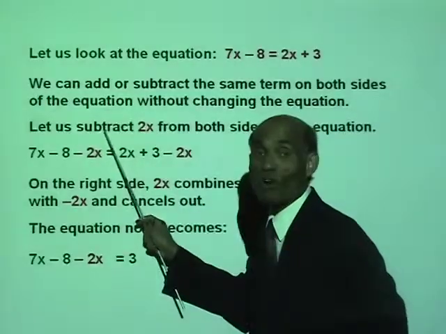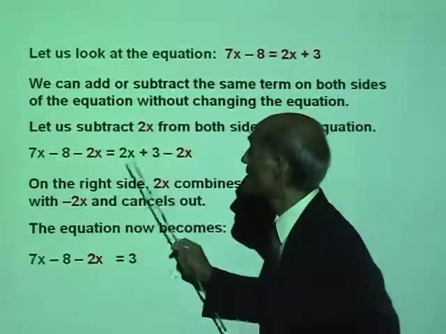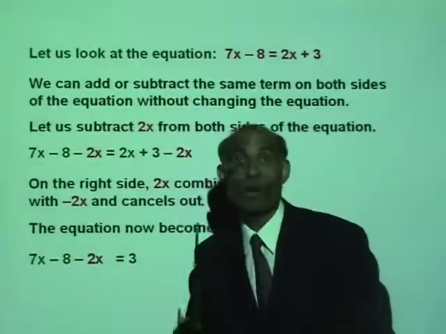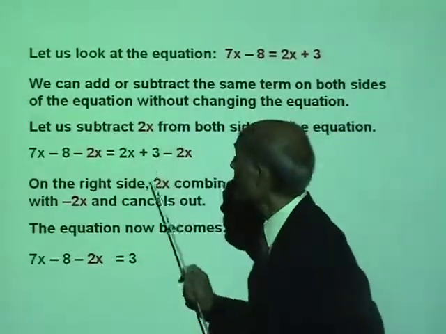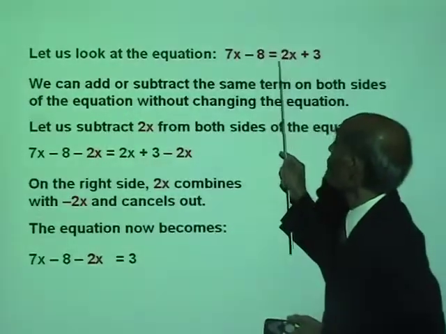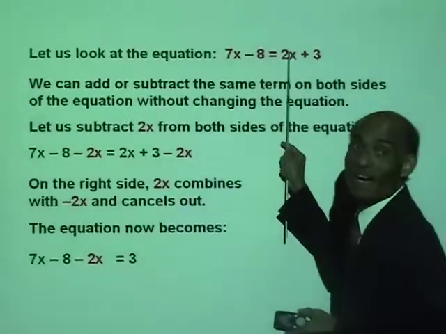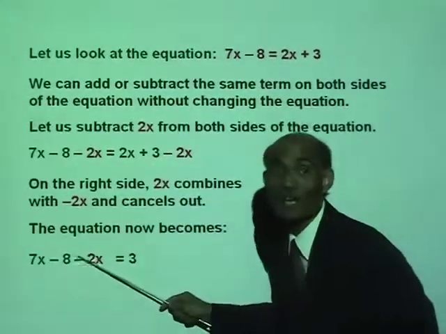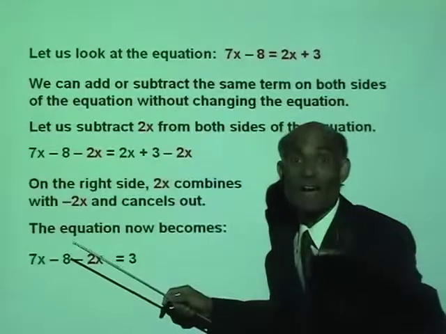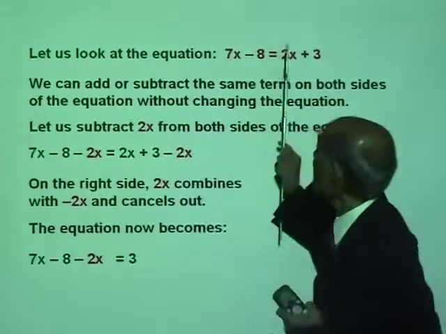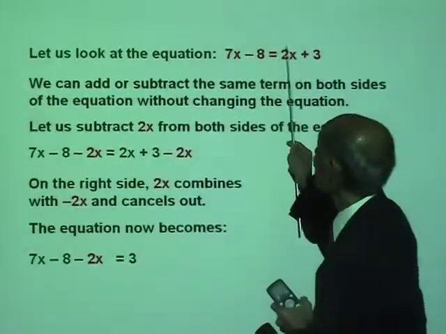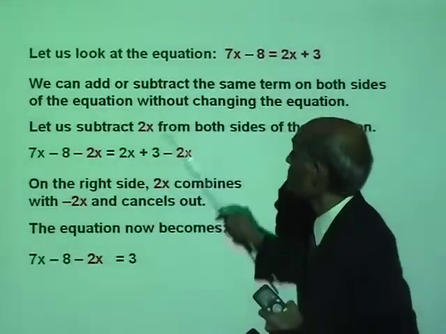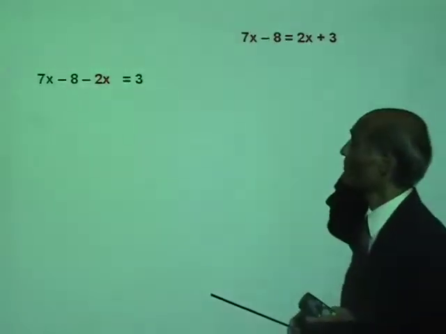This operation of subtracting a 2x from the left and right resulted in what? The 2x which was originally on the right side now appears on the left side with a change of sign. Did you see that? The 2x which was originally on the right side now appears on the left with a negative sign.